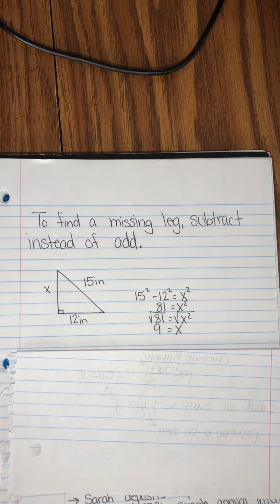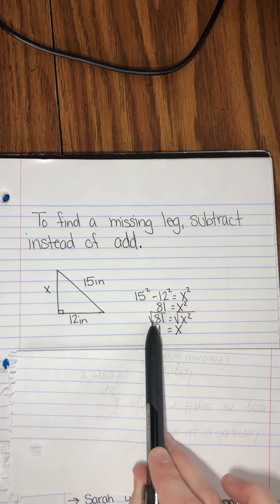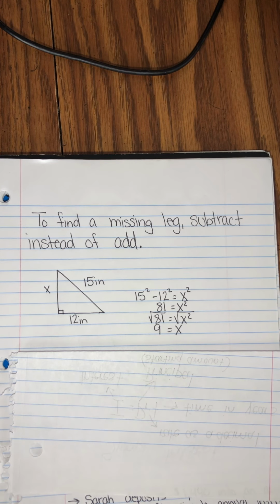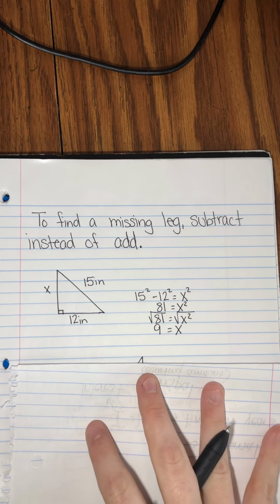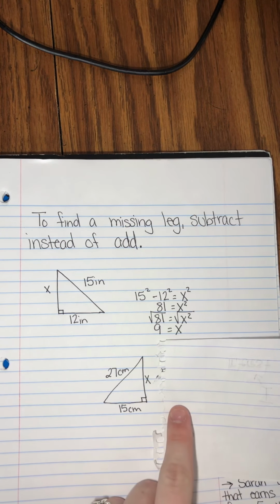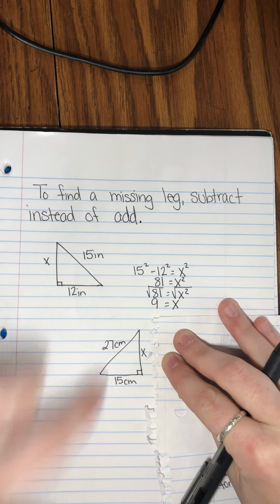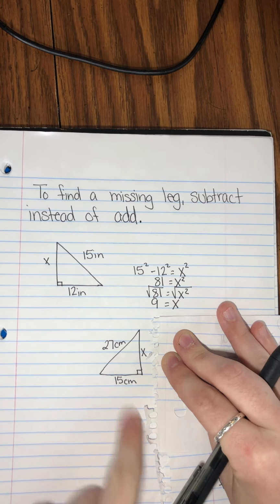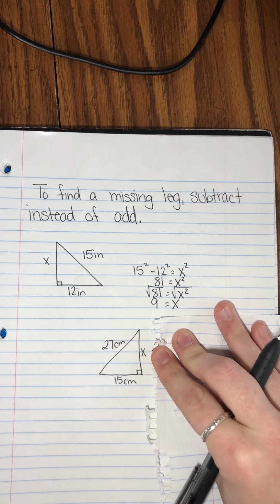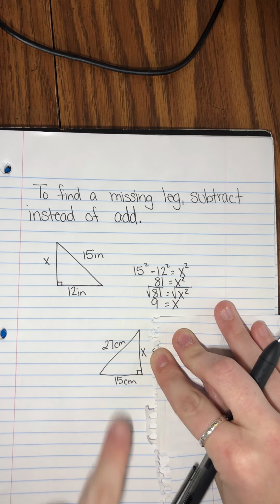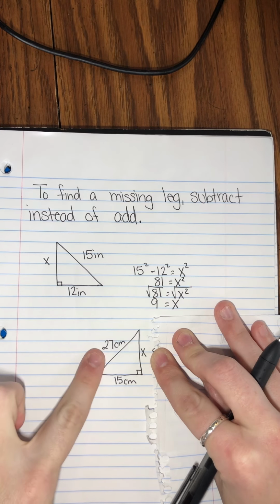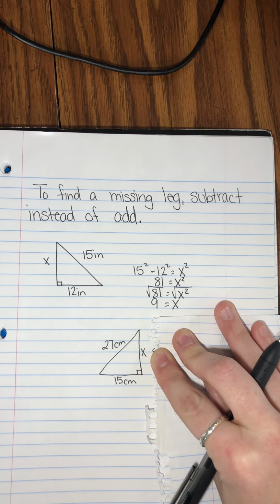I know I went through that pretty quick, but it's the same general concept. It's just instead of adding the two legs, you're taking the hypotenuse minus a leg. You're still squaring them. You still find the square root. It's just you are subtracting instead of adding. Okay, I've got a triangle for you here. It has a hypotenuse of 27 centimeters and a leg of 15 centimeters, and then this leg is x. I want you to solve for this x. Remember, it's the same thing, hypotenuse squared minus the leg squared, and take the square root. So go ahead, pause and solve it.